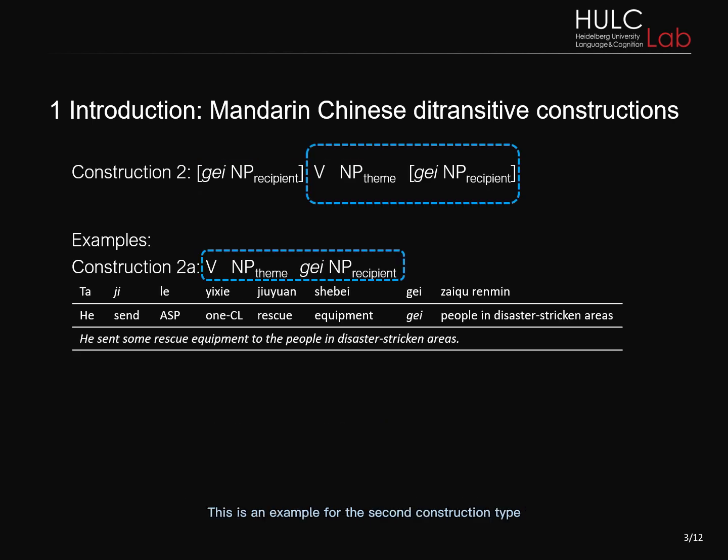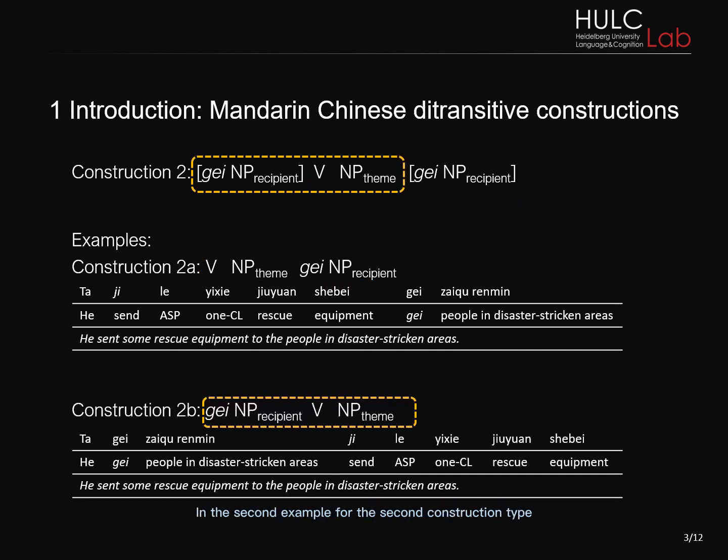This is an example for the second construction type. The recipient together with gei is realized in the sentence final position. In the second example for the second construction type, the recipient is before the verb.